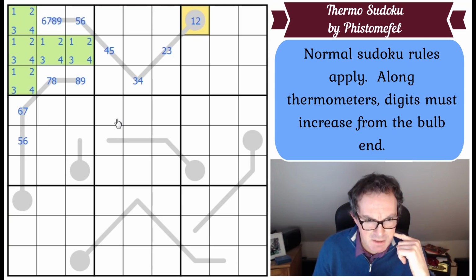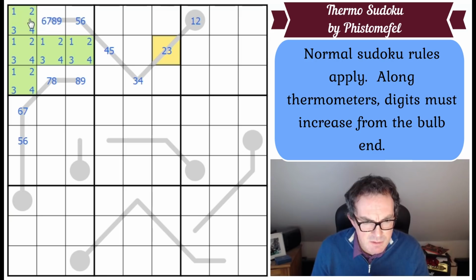So, what does this mean? I can't now put 2 and 3 in these 3 squares because that will break that one. So there must be a 2 or a 3 in one of these 2 squares or both.